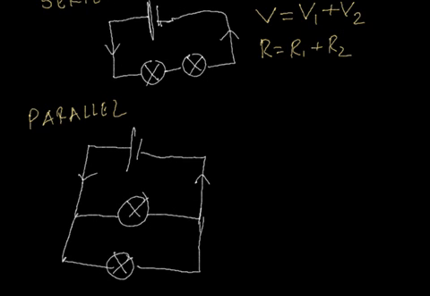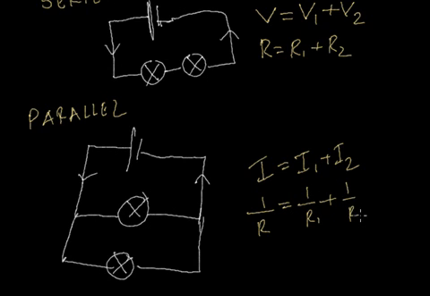Now in parallel, the current would be the total. So if you have a current here, it would be equal to all the currents added together: I1 plus I2. The current here is the total current, and the resistance would actually be the reciprocal: 1 by R is going to be 1 by R1 plus 1 by R2. Of course it can be many terms. So this is the total. These two things need to be remembered.